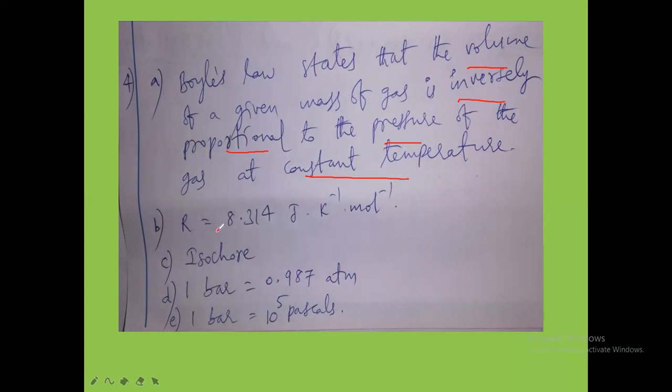And the R value in joules, how much? 8.314 joules per Kelvin per mole. And isochore is the graph which is plotted at constant volume. And 1 bar is equal to 0.987 atm. 1 bar is equal to 1 lakh pascals. 1 lakh means 10 power 5 pascal. And the last one is what?